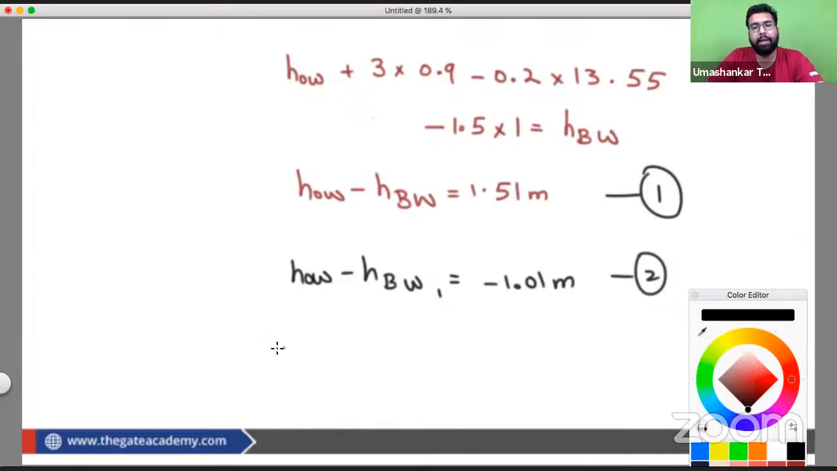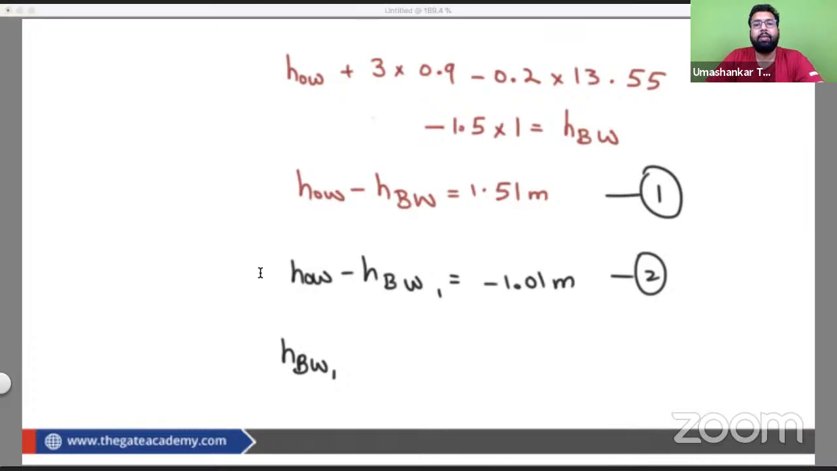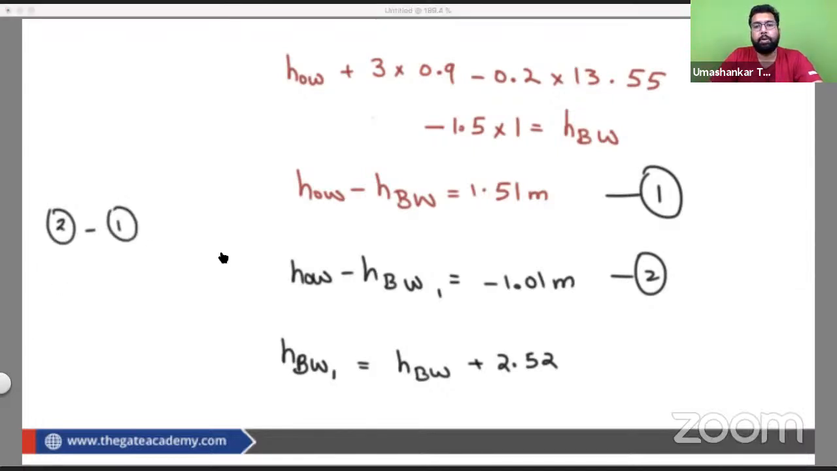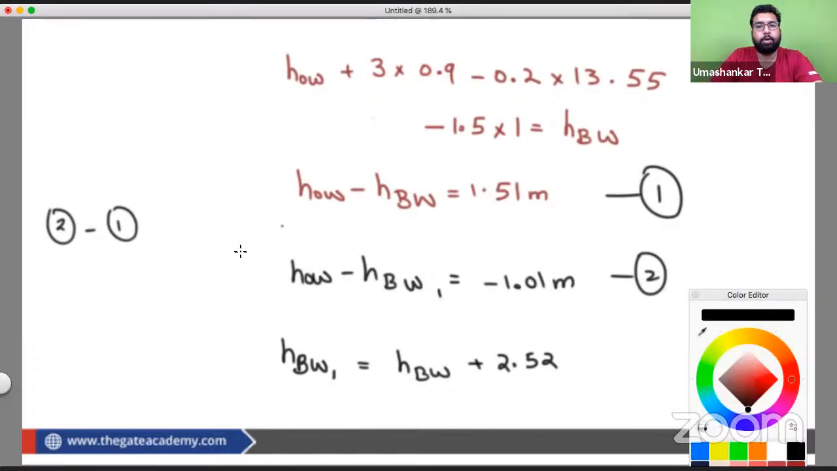So if I subtract these two equations, let's subtract equation number 1 and equation number 2. So we can write HBW1 is equal to HBW. Adding these two, 2.52. Yes or no? Simply subtracting them. If I subtract equation 2 from equation 1, or do equation 2 minus equation 1, what are we getting?